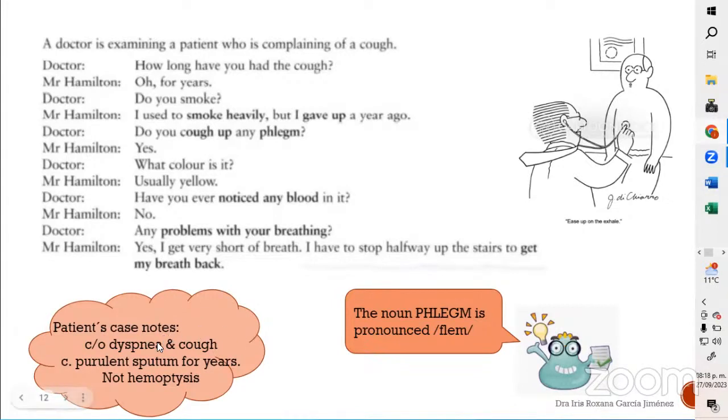We are not writing complaining of cough and phlegm. No, that's not correct. Complaining of dyspnea, because he needs to stop. He has problems while breathing, and cough. That's the situation. That's the most important part, I think, from this slide. And we are going to practice how to write down these notes during the whole course, Module 1 and Module 2. But that's the correct way to do this, okay? Let's go ahead.